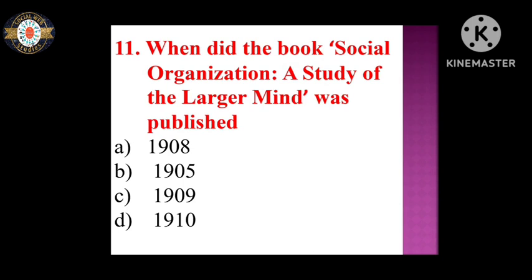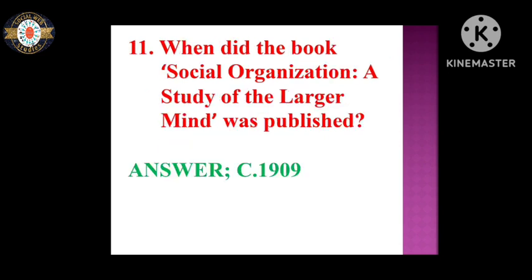Cooley. Another question is, when was the book Social Organization, a Study of the Larger Mind published? Option A, 1908. Option B, 1905. Option C, 1909. Option D, 1910. Answer of this question is option C, 1909.